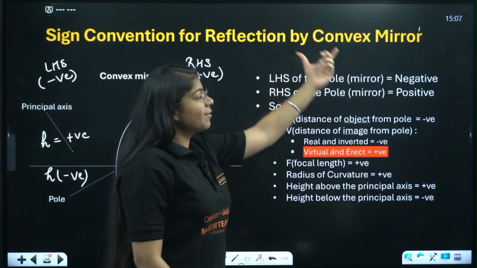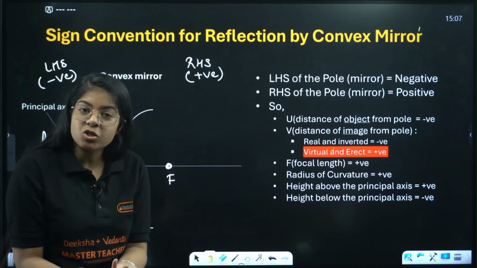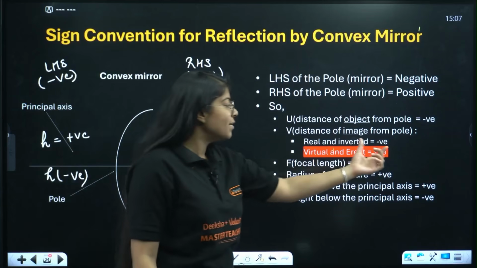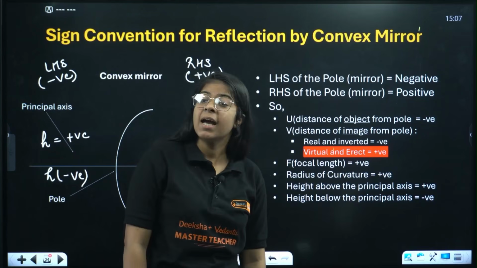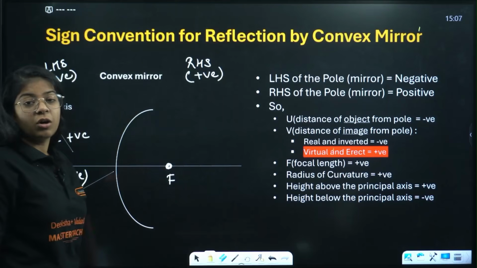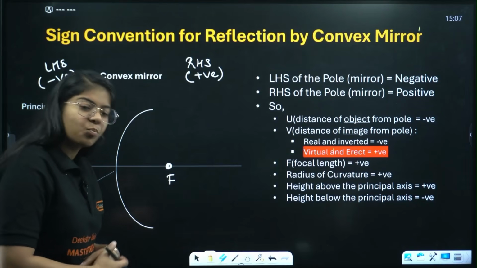Now again, in case of convex mirror, always a virtual and direct image is formed, so V will always be positive and U will be negative. The focal length of the convex mirror is always positive.